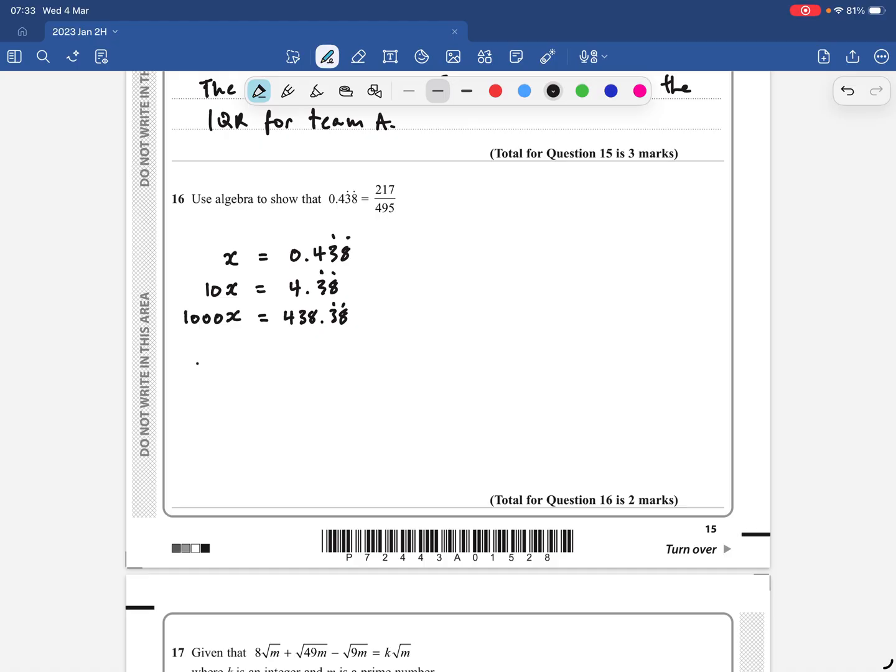So I'll do that. I'll say 1000x minus 10x equals 438.38 recurring minus 4.38 recurring, and all of the recurring stuff disappears. So I end up with 990x equals the result of this calculation on the right, which is 434.